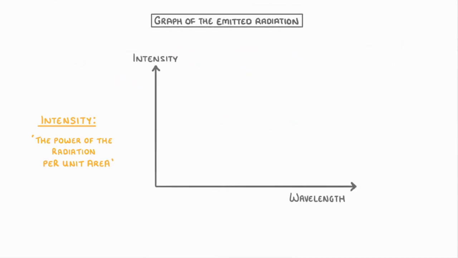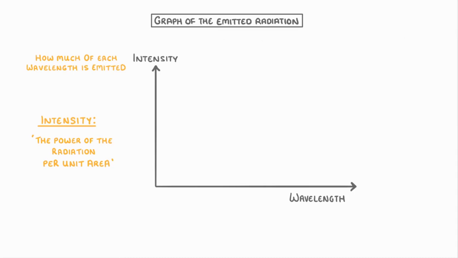We can use this concept to draw ourselves a graph of the emitted radiation. On the x-axis, we have the wavelength of the radiation that's emitted, and on the y-axis, we have the intensity. So basically, the graph shows us how much of each wavelength is emitted, because the higher the intensity, the more of that wavelength must be being emitted.